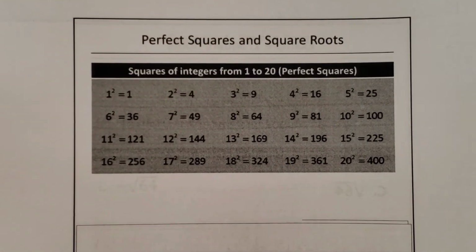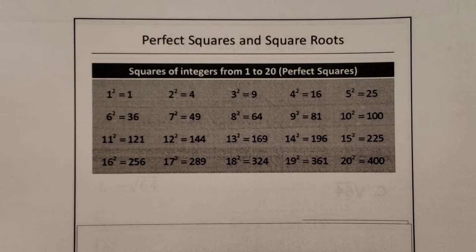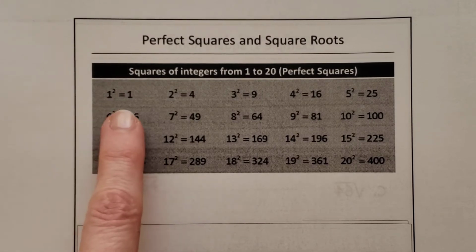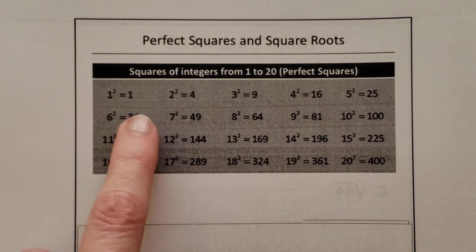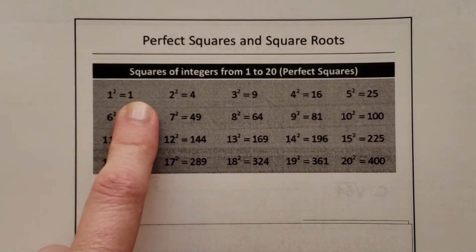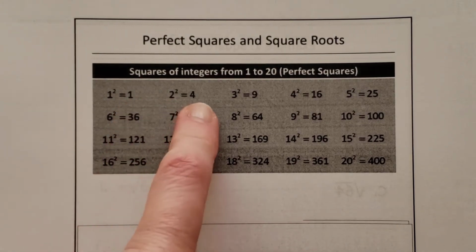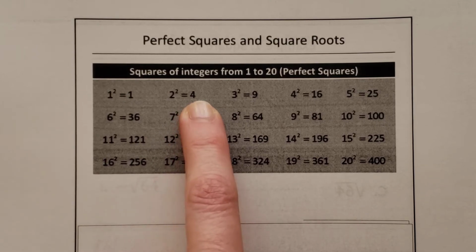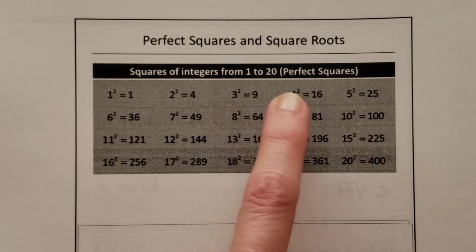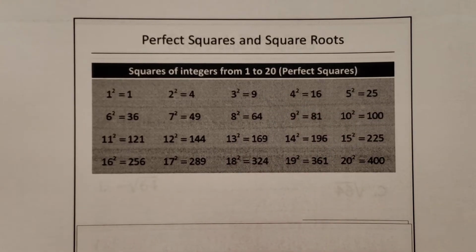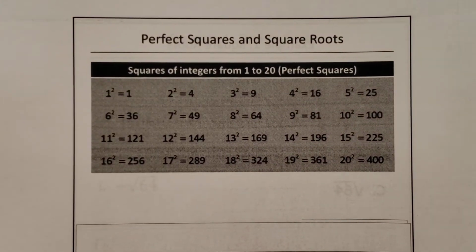All right, so on your note paper, you should have the first 20 perfect squares. A perfect square is a number you get by multiplying two of the same number. So 1 is a perfect square because 1 times 1 is 1. 4 is the next perfect square because 2 squared is 4. 9 is the third perfect square. 16, 25, 36, 49, 64, etc.